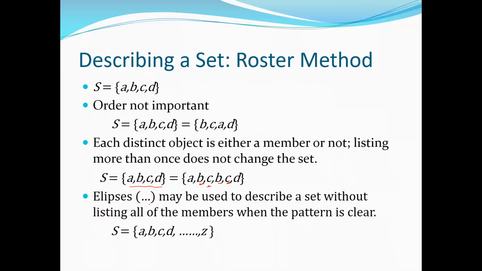Ellipses, these three dots, may be used to describe a set without listing all the members when the pattern is clear. For example, the set of all small alphabets. Rather than writing the 26 entries, we can just write A, B, C, D, dot dot dot, Z. That means from A to Z, these are all members of this set S. For example, the set of the first 10 positive integers: you can write A is a set, and then 1, 2, 3, dot dot dot, 10. When the pattern is clear, you can write using these ellipses.